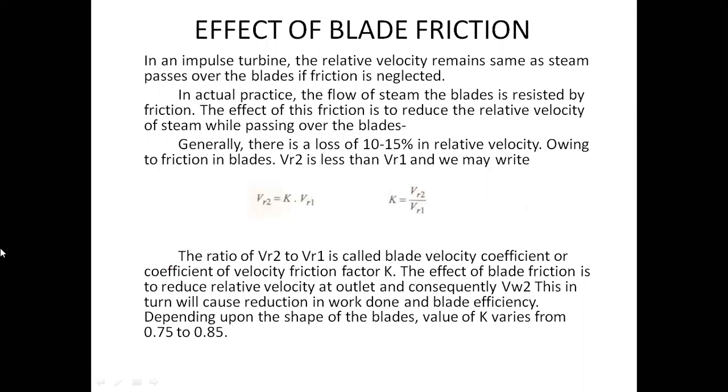Now, effect of blade friction. In an impulse turbine, the relative velocity remains the same as the steam passes over the blade if friction is neglected. In actual practice, the flow of steam over the blade is resisted by friction. The effect of this friction is to reduce the relative velocity of steam while passing over the blades. Generally, there is a loss of 10 to 15% in relative velocity owing to friction in the blade.